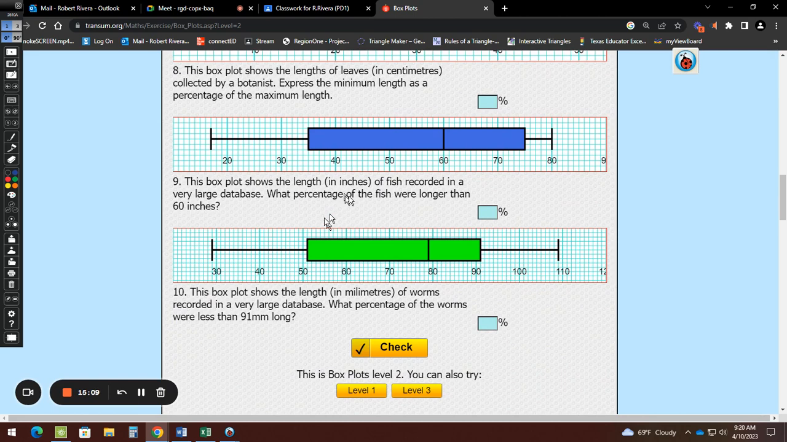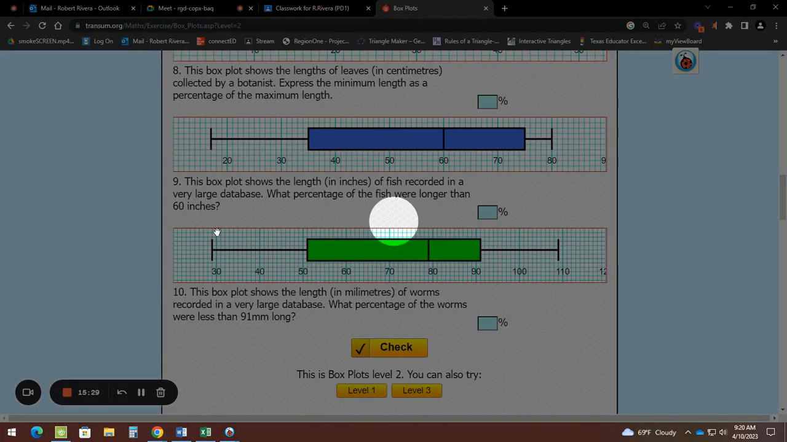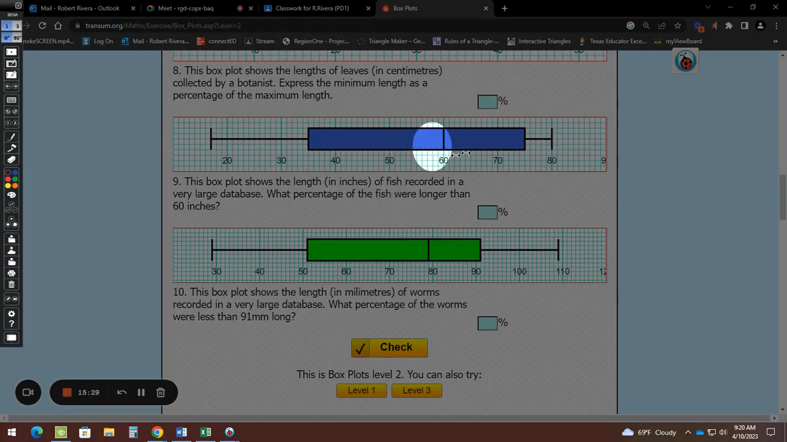Ready? What percentage of the fish were longer than 60 inches, guys? Anyone? What percentage would be longer than 60 inches? Alex Perez? Very good, sir. Look what he did. He goes to 50. He goes to 60, right? And then they want longer. So I'm going to go to the right or left?